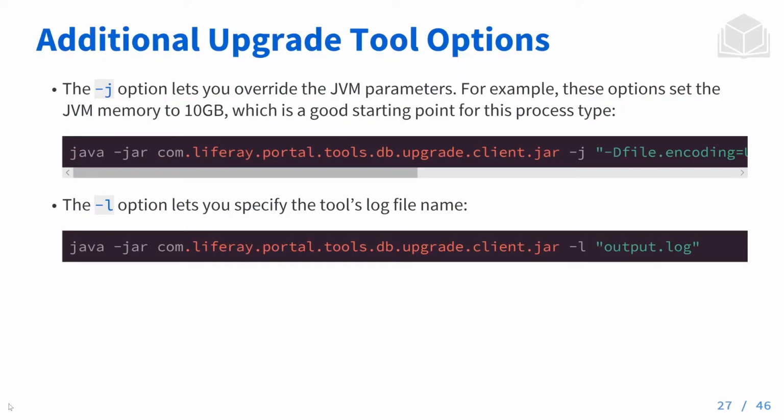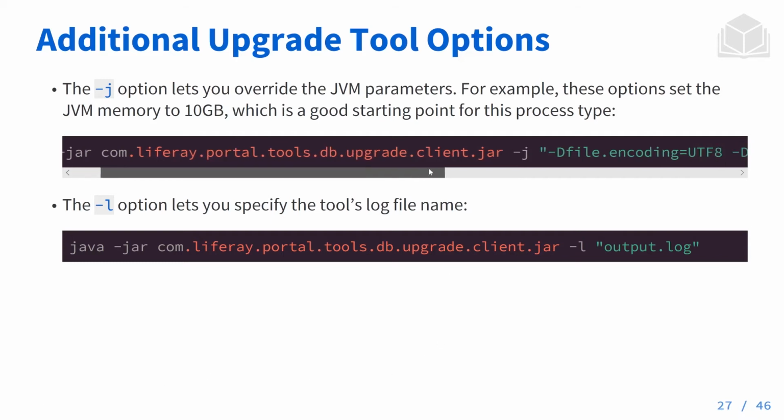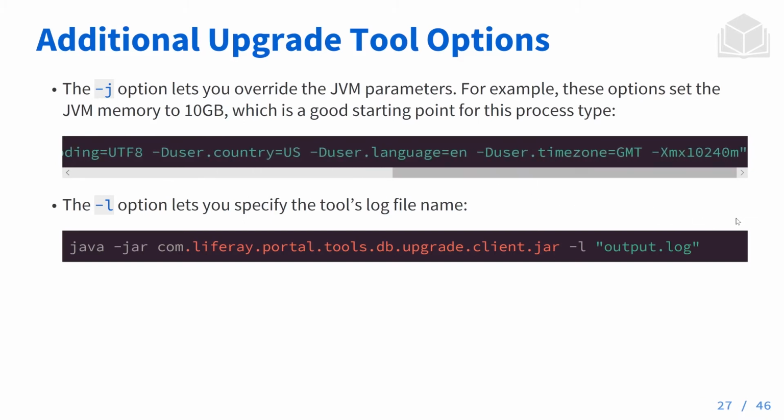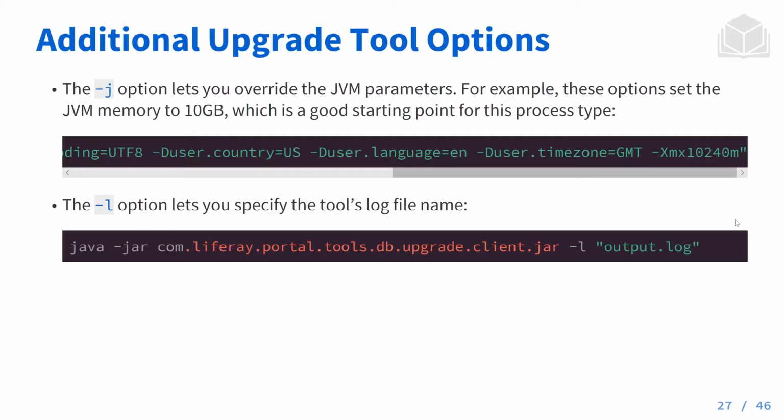Let's take a look at a couple of other ones. If you add -j at the end, this allows you to override some of the JVM parameters. So in the example here, we're overriding some of the parameters, and overriding the amount of memory that we are allocating. As you can see, we've allocated 10 gigs in this example. If you want a log of what's going on, you can output everything by typing -l and then the name of the log that you want to output to.